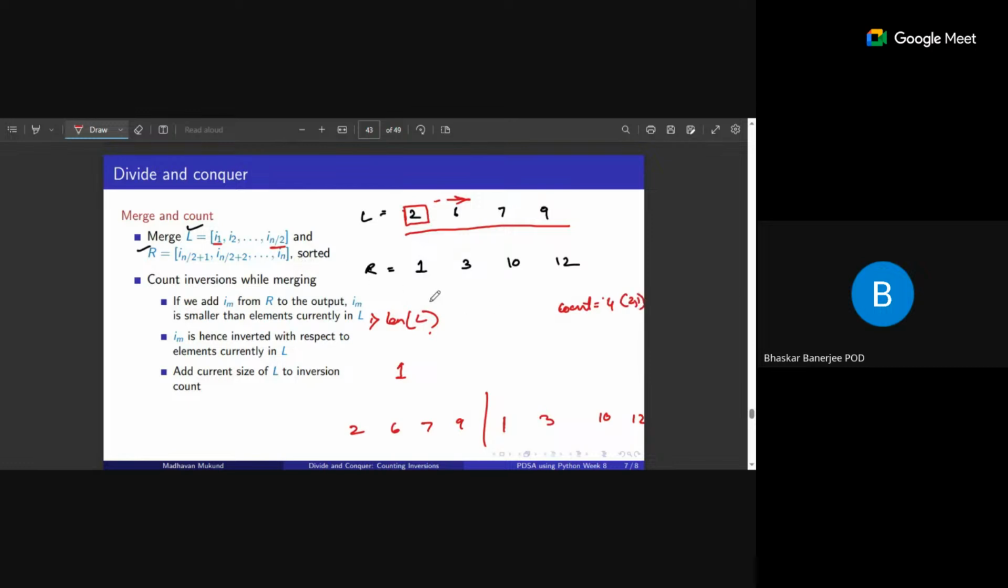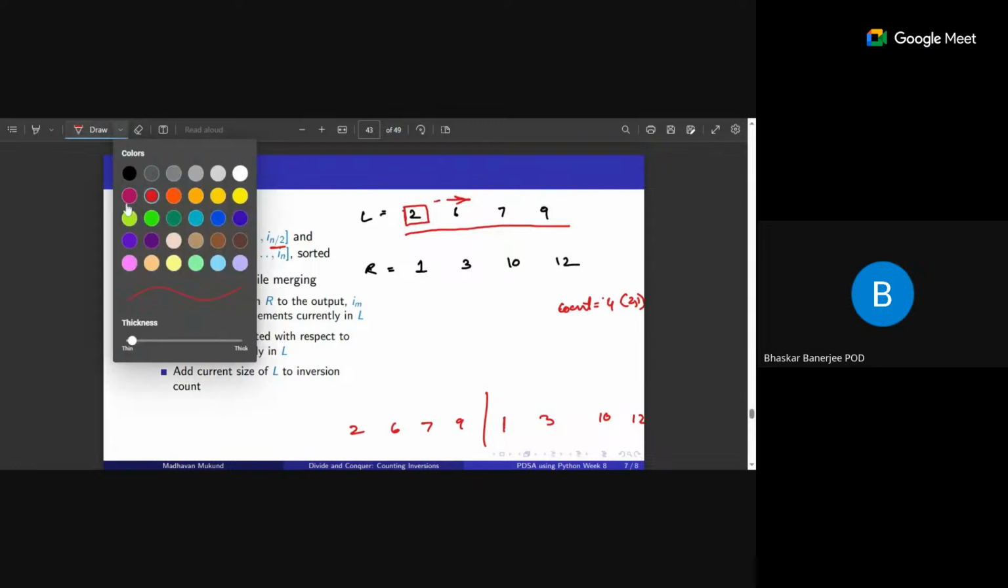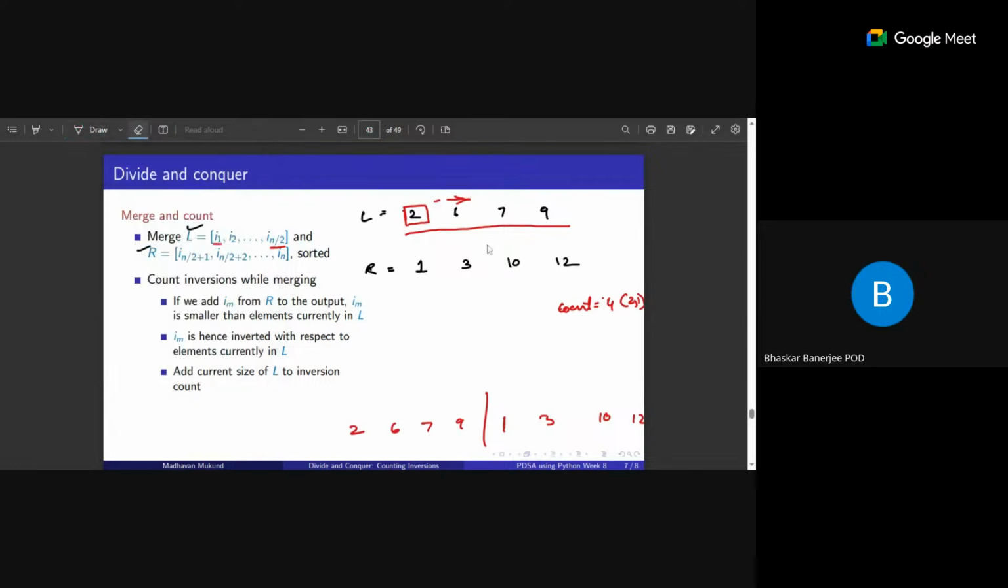Okay, after that what will happen? So the next number is what? 2 is compared with 3, right? And now I see that 2 is the smaller one. Correct? 2 is compared with 3, and now we can also see that 2 is the smaller number now.